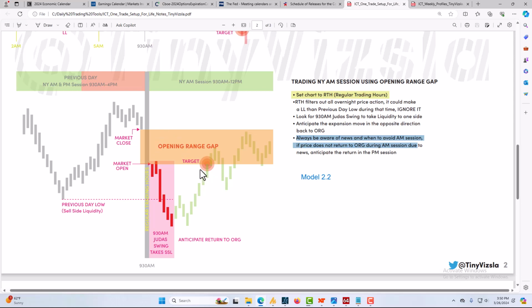Yeah, we have an open gap. So this is a bullish scenario, right? In the bearish scenario, if we flip this chart, so we have an opening gap up, and then we have a Judas swing at 9:30. Take out the buy side liquidity.